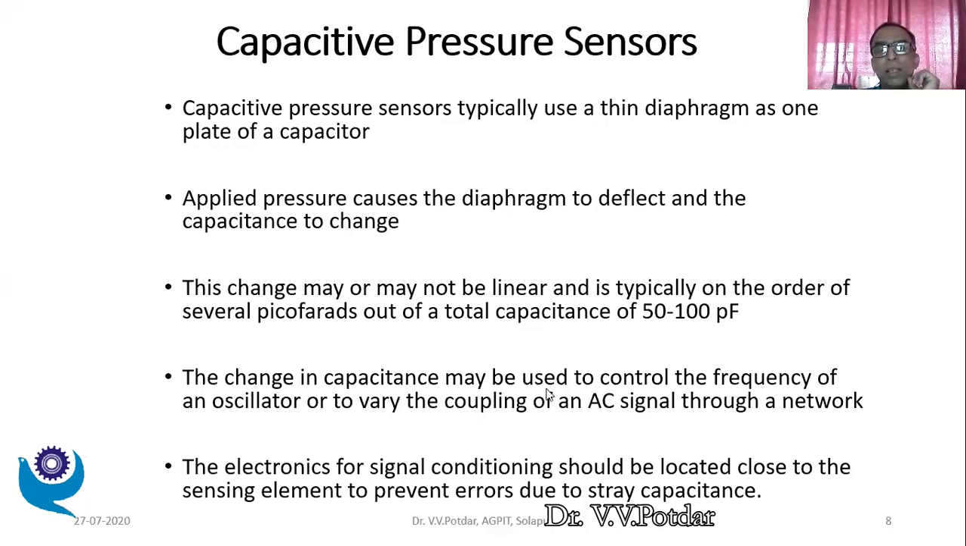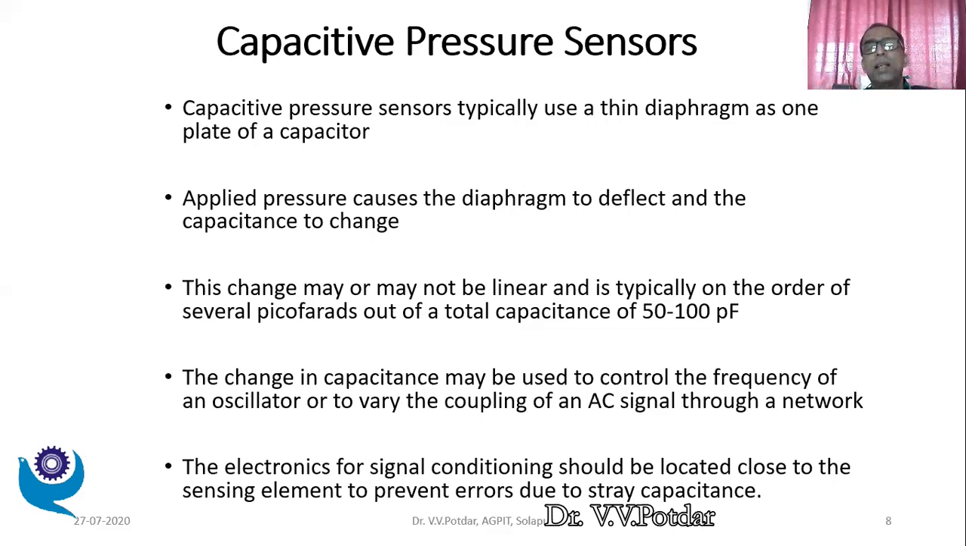The change in capacitance may be used to control the frequency of an oscillator or to vary the coupling of an AC signal through a network. Let us discuss these things in the second unit, where we shall study how signal conditioning is done. We'll see what types of filters and oscillators are used for conditioning. Here in this unit 1, we are just studying the sensing part and the transduction part.